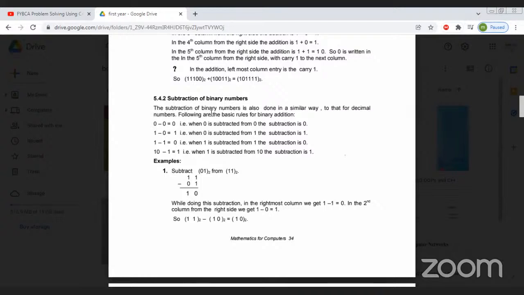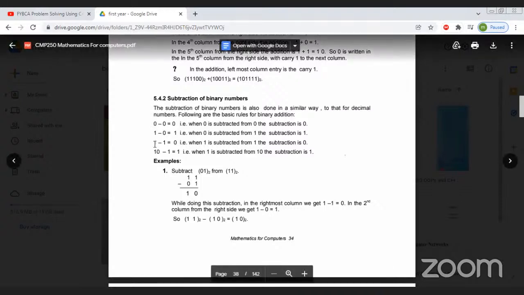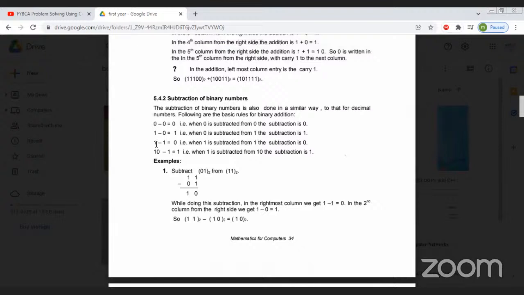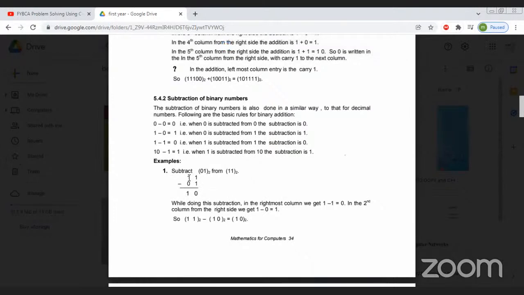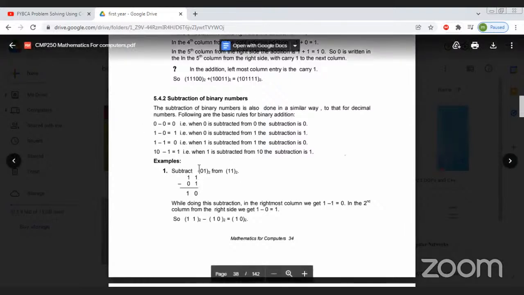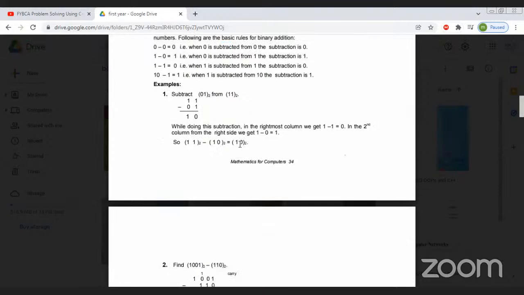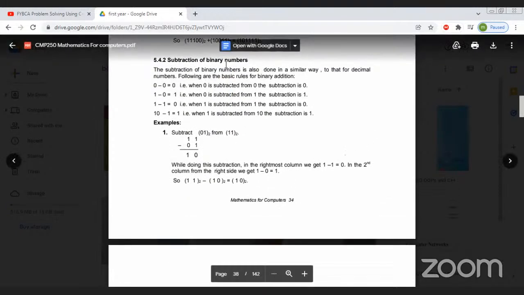See, here some are the logic ones which we have studied, which we know till now. The difference comes only for 0 minus 1, where we borrow: 10 minus 1 gives us 1. Just understand it. Now let's see an example. 1 1 minus 0 1. So 1 minus 1 is 0, 1 minus 0 is 1. Don't forget to mention this. Now we are talking in terms of binary numbers, so the suffix is 2.